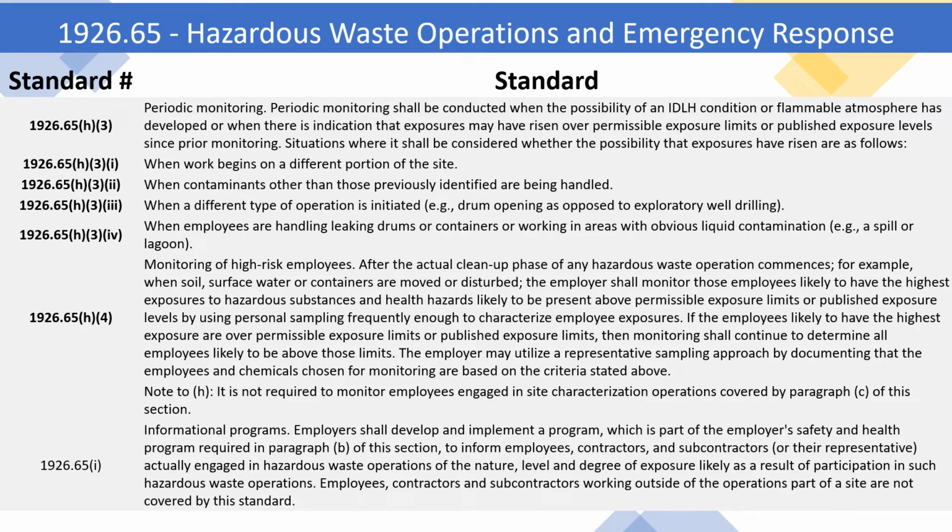1926.65 I. Informational programs. Employers shall develop and implement a program, which is part of the employer's safety and health program required in paragraph B of this section, to inform employees, contractors, and subcontractors, or their representative, actually engaged in hazardous waste operations of the nature, level, and degree of exposure likely as a result of participation in such hazardous waste operations. Employees, contractors, and subcontractors working outside of the operations part of a site are not covered by this standard.